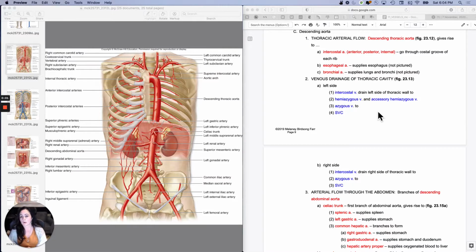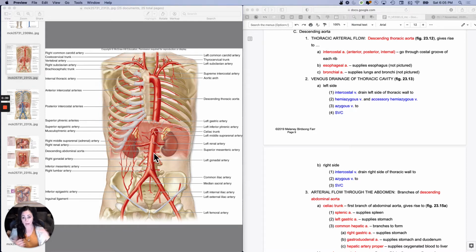Okay, so what we just did was deliver all the blood supply from the ascending aorta, which primarily went to the heart, and then from the aortic arch, which is head and arms. And so now we are moving into the descending aorta, and the descending aorta has two portions to it. Before it travels through the diaphragm, it's the descending thoracic aorta. After it travels through the diaphragm, it's the descending abdominal aorta.